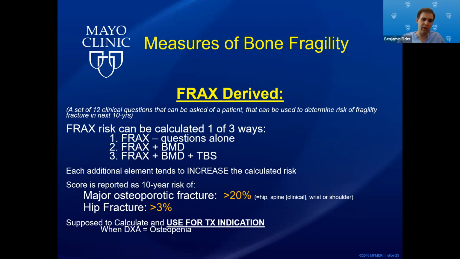And so your score is reported as a major osteoporotic fracture, or MOF, and it's osteoporotic if this is greater than 20%, or your risk of hip fracture is more than 3%. And you're supposed to use it for a treatment indication, especially when the Dexa is only showing osteopenia.